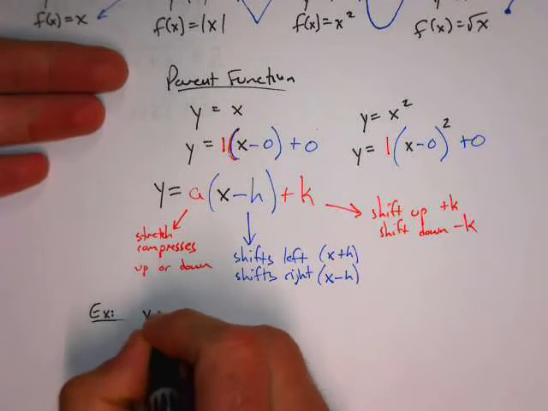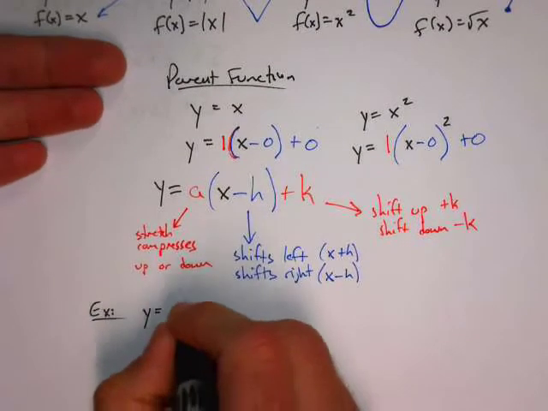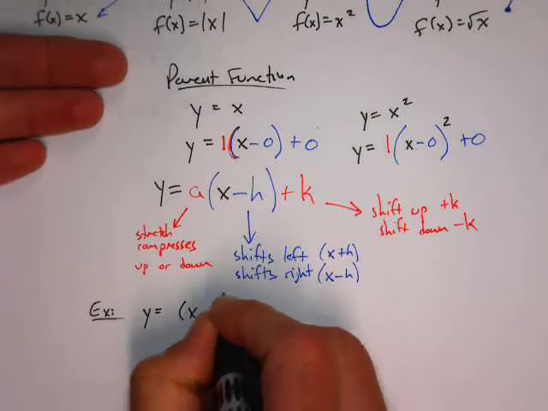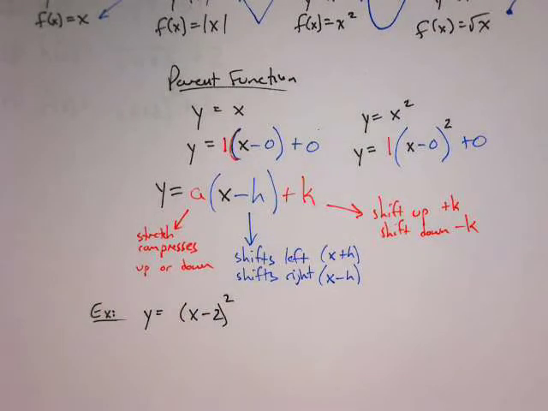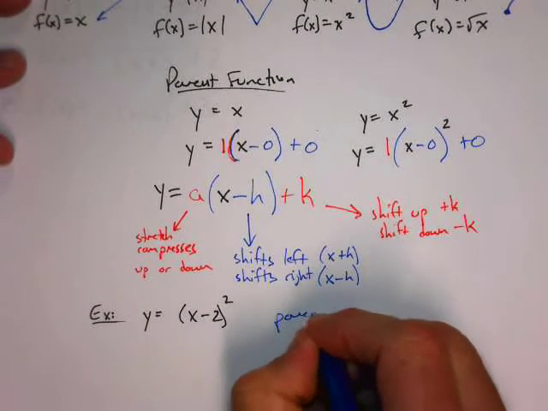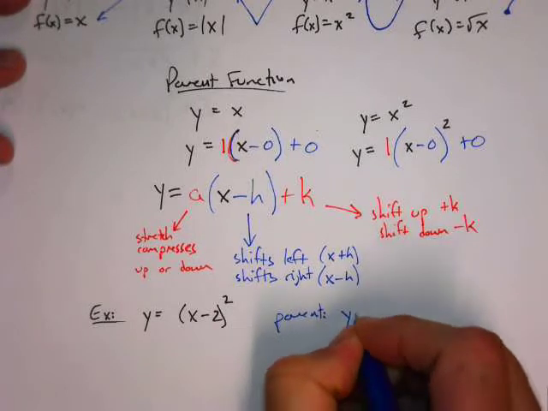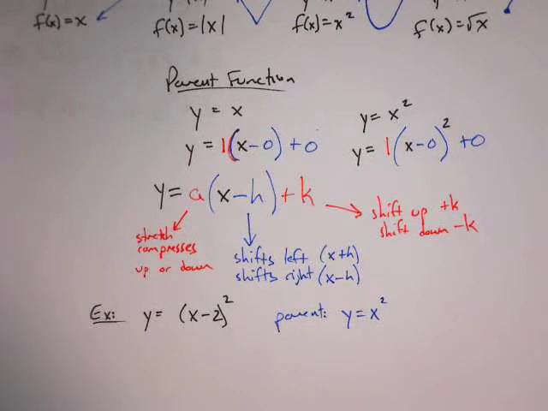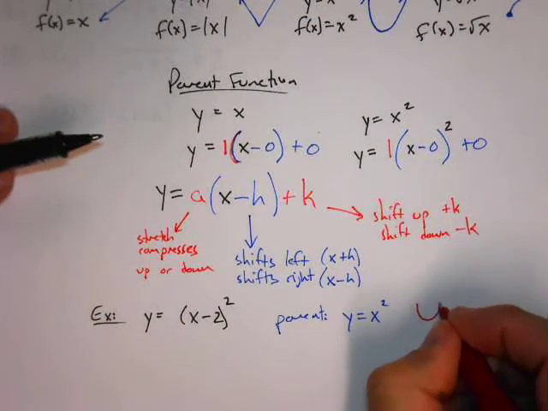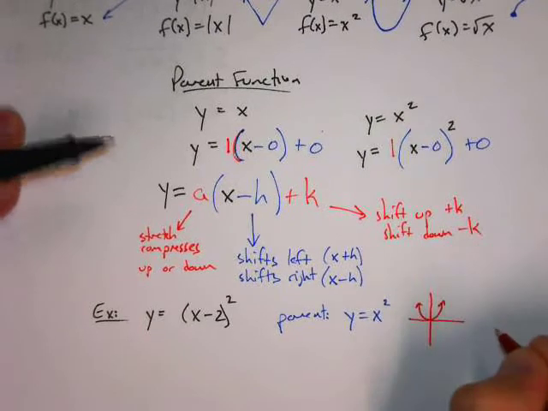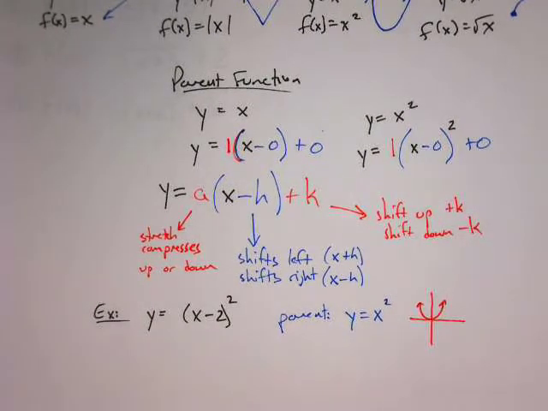So let's say we had y equals x minus 2 to the second power. Okay, so what this means is that we take the parent function. Remember the parent function is y equals x squared. And we know that y equals x squared has a graph that makes a parabola on the xy axis. Well, how will this affect it?